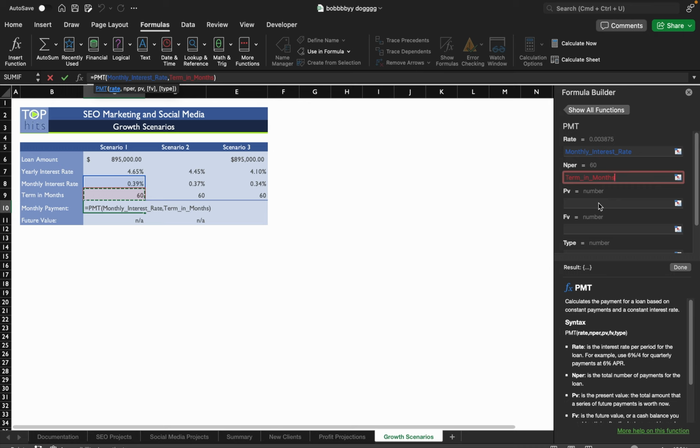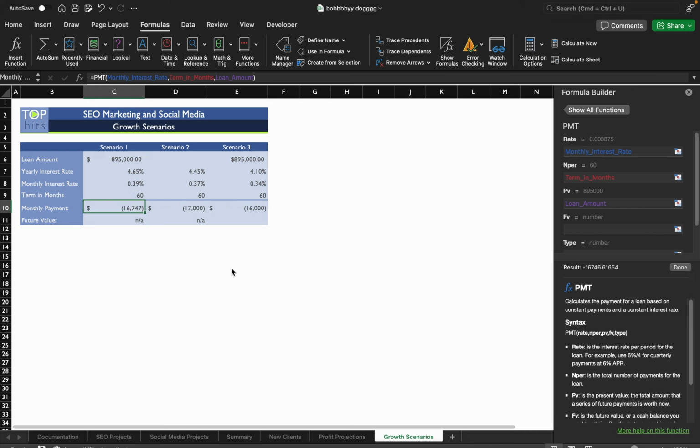And then after that, we're going to get the PV, which is the present value, the total amount that a series of future payments is worth now. So we're going to grab this. That's the loan amount. Then it gives us a result here, and we're going to press done. And there we have it, the monthly payment. It's going to be $16,747.